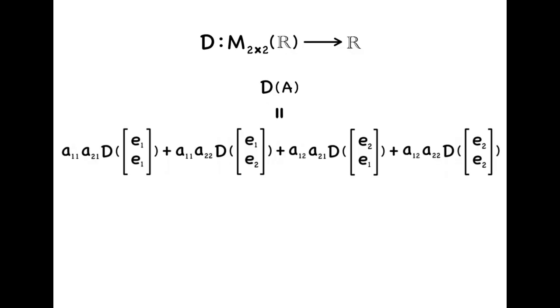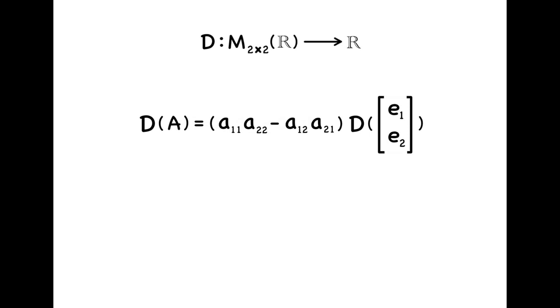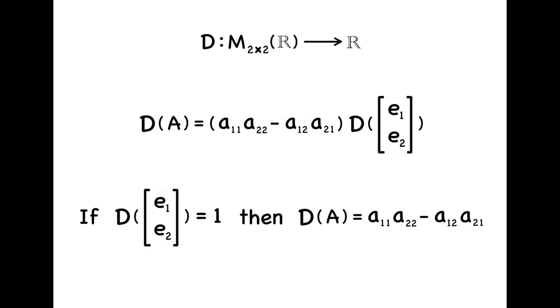Now, let's revisit our previous example of a generic 2-linear function on 2 by 2 matrices over real numbers. If we impose the additional condition of alternating on D, then based on the definition of alternating and the lemma we just proved, we have the following. Substitute these values into the expression above. After simplification, the resulting expression represents the image of matrix A. If we assume the image of the 2 by 2 identity matrix to be 1, then D is precisely the determinant function on 2 by 2 matrices that we know of.